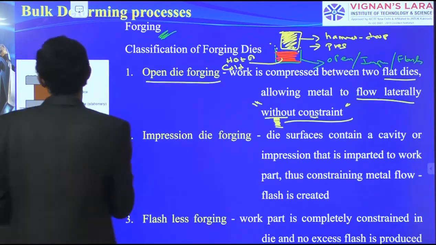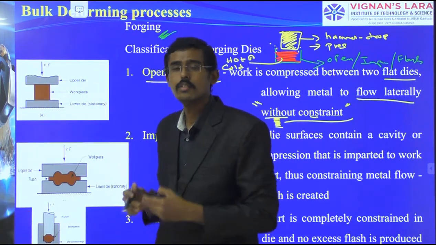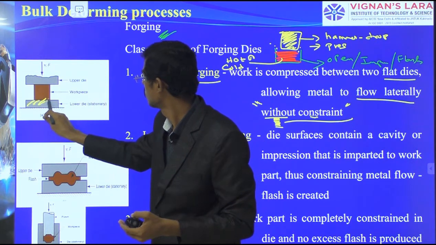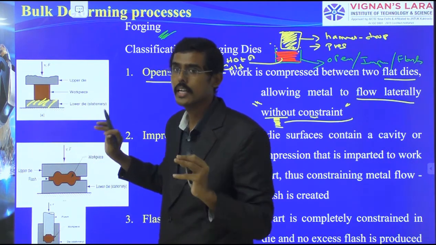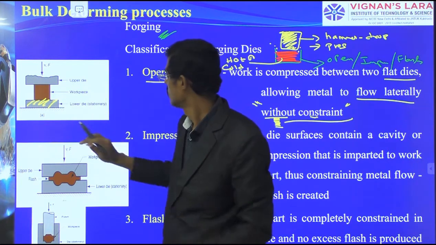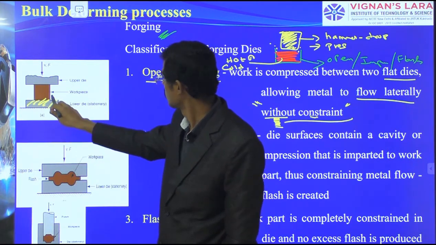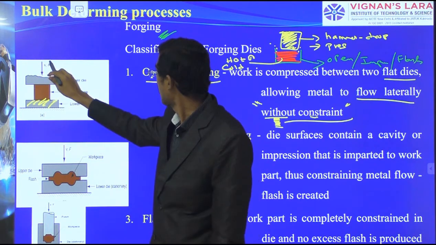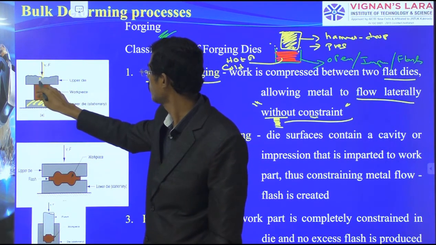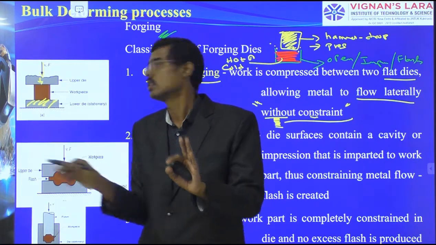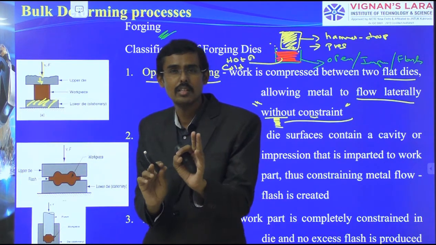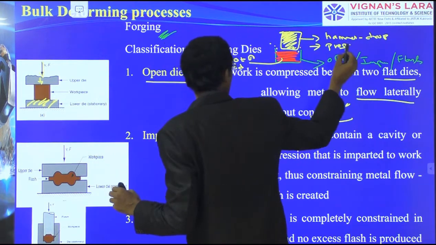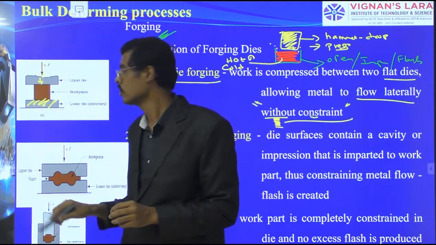It means the object which we are going to work on, one die is fixed. Open die, the name says it is open die. So the die is open. This brown color represents the workpiece I have kept in between. I am going to give a force. We are not talking about the force now. The force may be hammering force, or a press force also. Therefore, I am talking about die classifications.